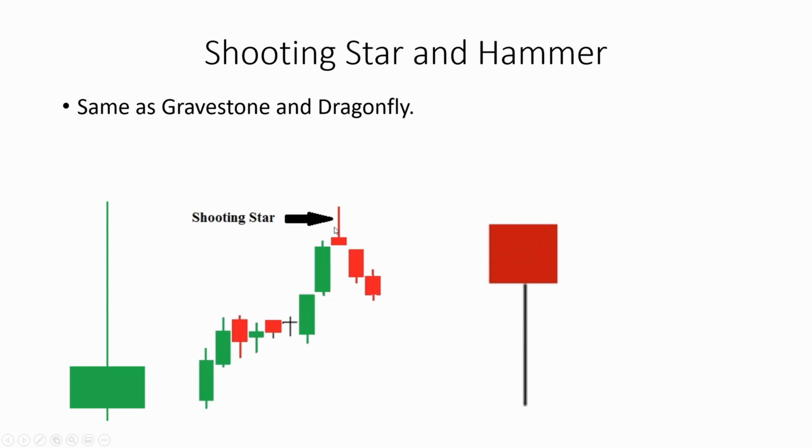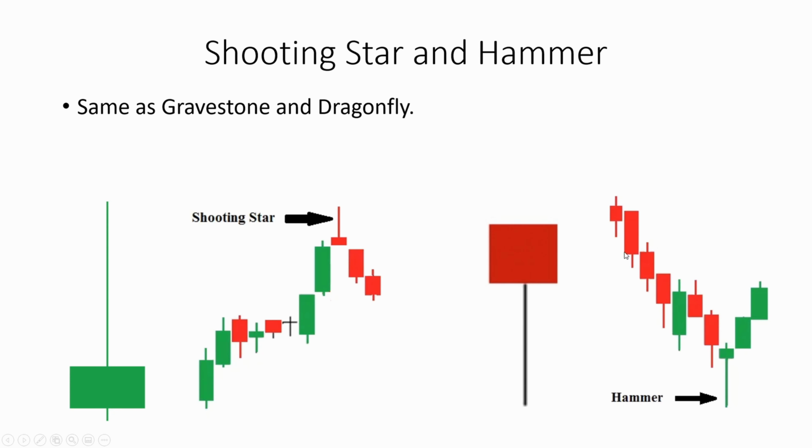By the way, I'm pretty sure all of you guys know what a wick is. This is the body of the candlestick. Everything that is over the body is the wick. So we have a nice wick showing that sellers are in control, and we have a reversal.